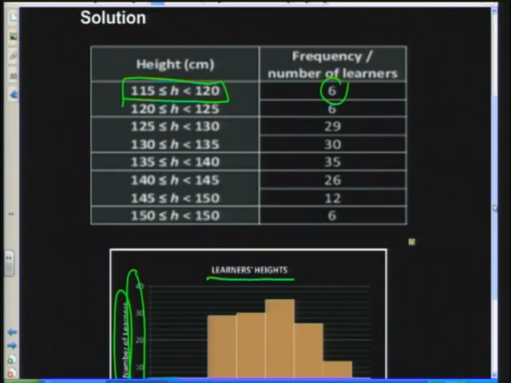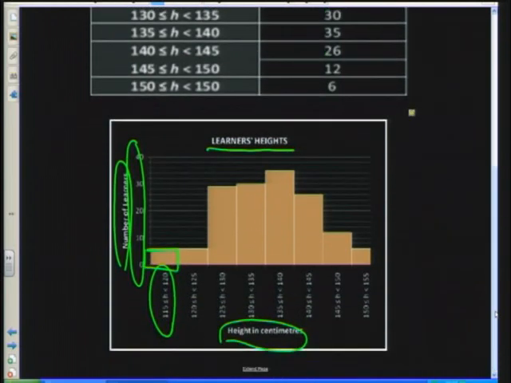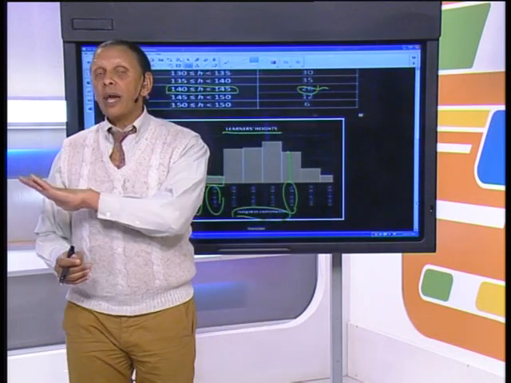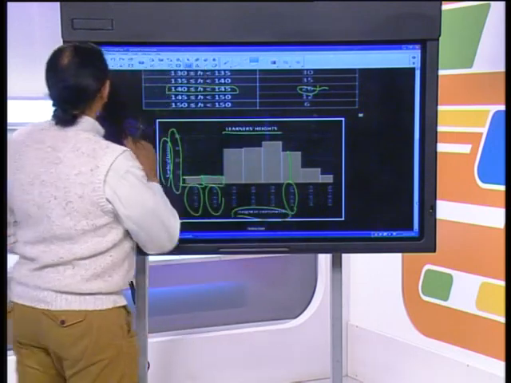Then just quickly, one more. The next one is 120 to 125, and the frequency is also 6. And that is why this one has exactly the same height. Just one more. Let's take this one here, 140 to 145. And there you are. The bar goes up to about 26. So you get the idea now. Bar graphs, there are gaps. Histograms, no gaps. It's continuous because it is what we call continuous data. Are we cool with that?